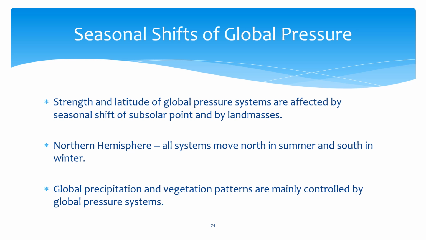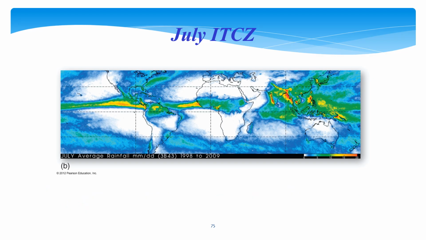So let's start this off by looking at the ITCZ and how it moves over the course of the year. The ITCZ is our biggie. This is our biggest, widest, most geographically extensive pressure system. So let's just work on this one.